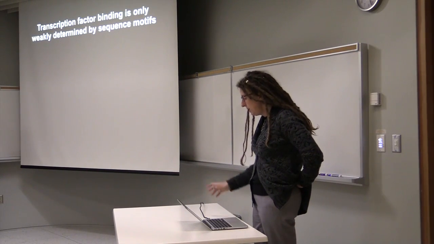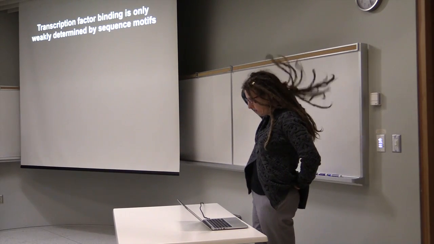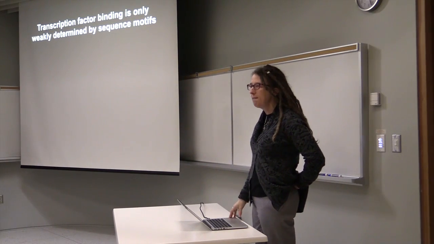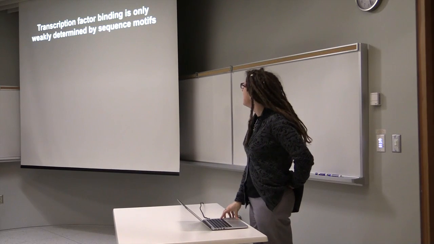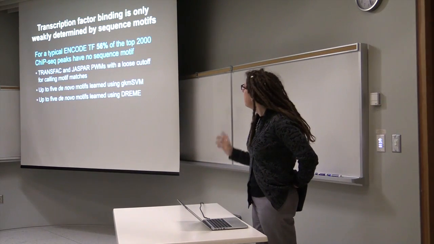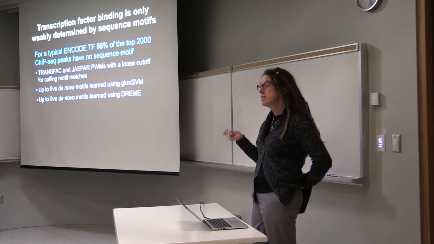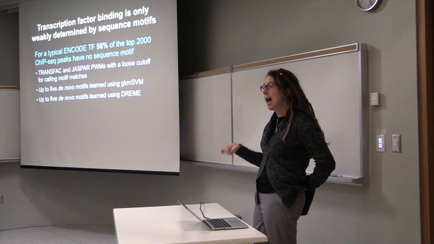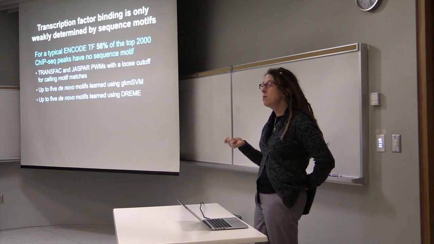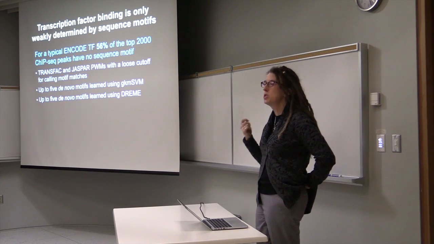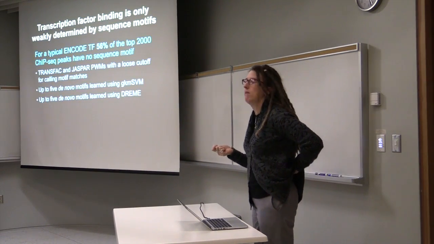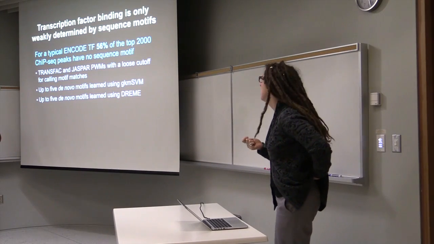And we wanted to be very generous about calling sequence motifs. So we did it in a number of different ways. And what we found was that on average, 56% of the best peaks for a transcription factor lack a sequence motif. And that was higher than I expected. My intuition was that there were some, but I did not realize it was such a large number.